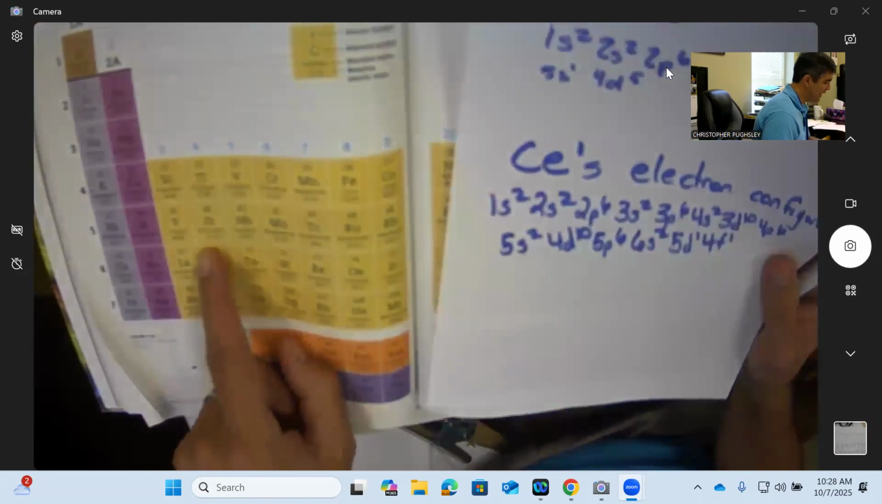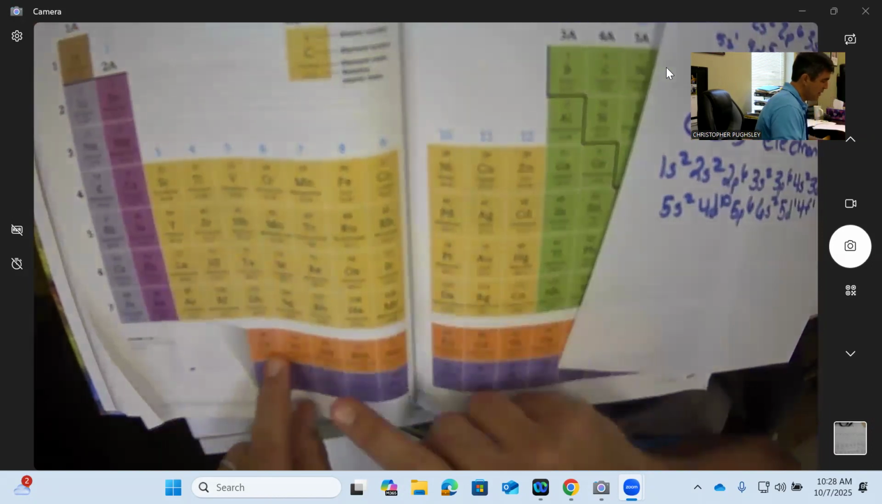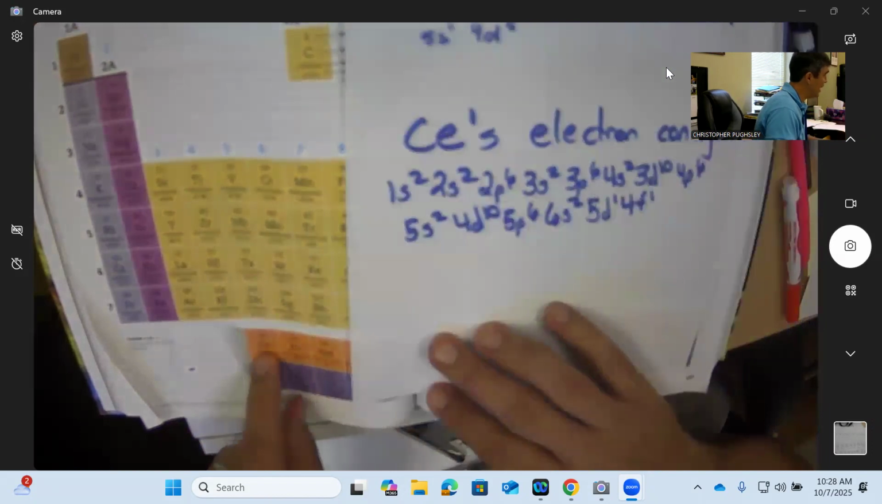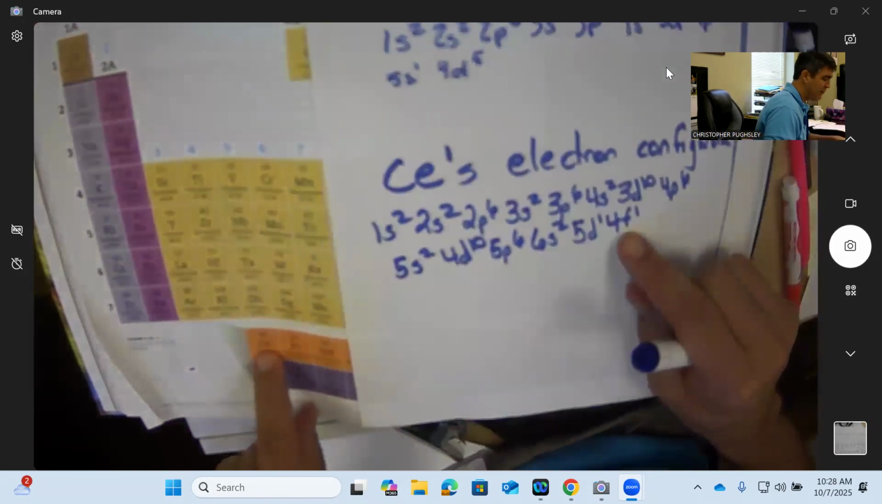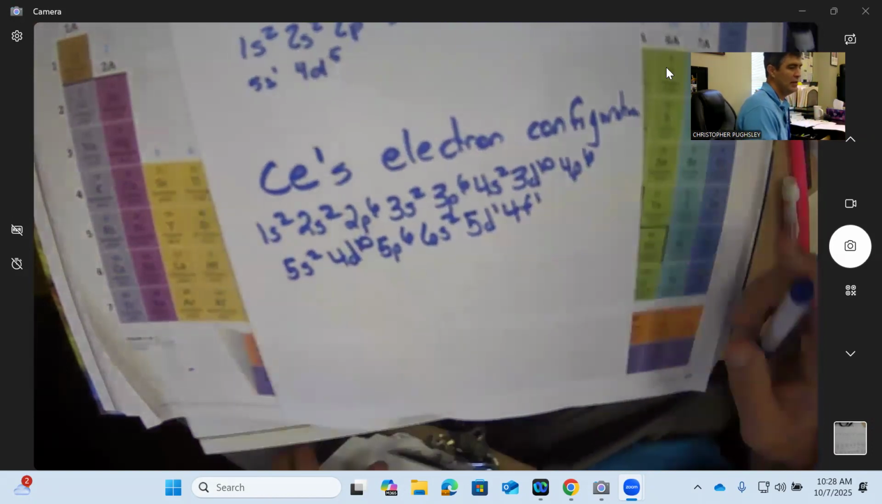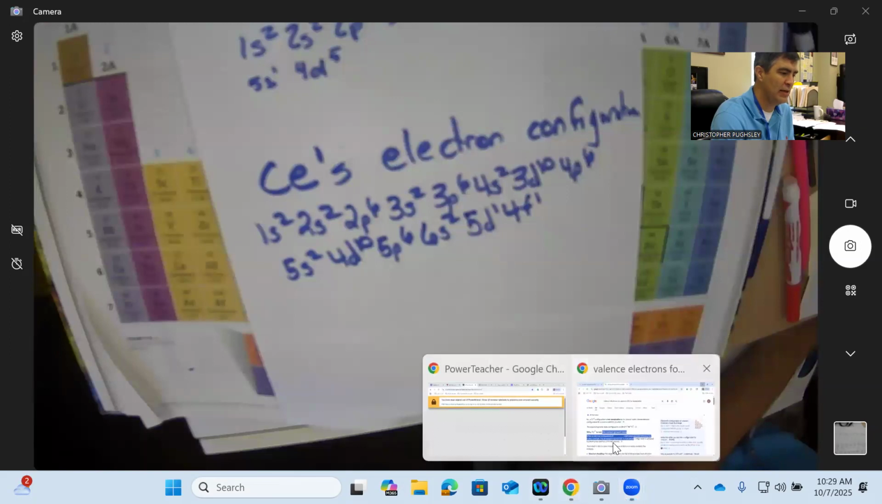But then after lanthanum, there's a big gap. It goes from 57 to 72. Here is where cerium is, 58. And so that is part of the F series, the F sublevel. And so it's 5d1 for F1. And if you look on here, I can look it up over here.